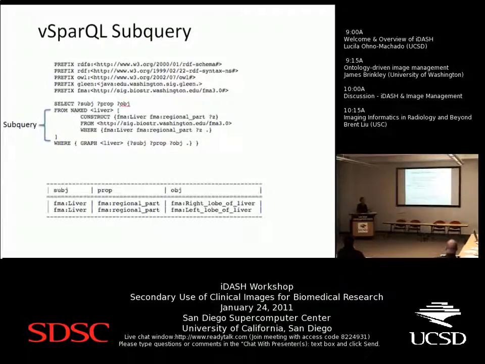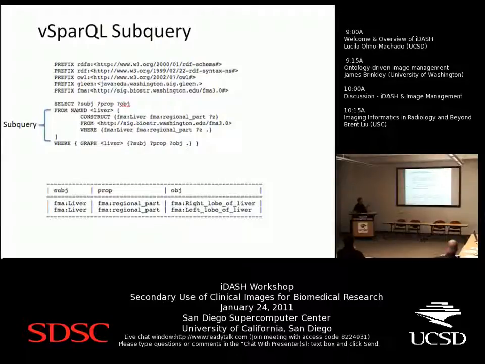So this is just a little example. It's actually simple, really. The SPARQL language looks kind of like this, but what we've added to it is the ability to make these subqueries. So this is basically asking for the parts of the liver, just the direct parts of the liver, the so-called regional parts.